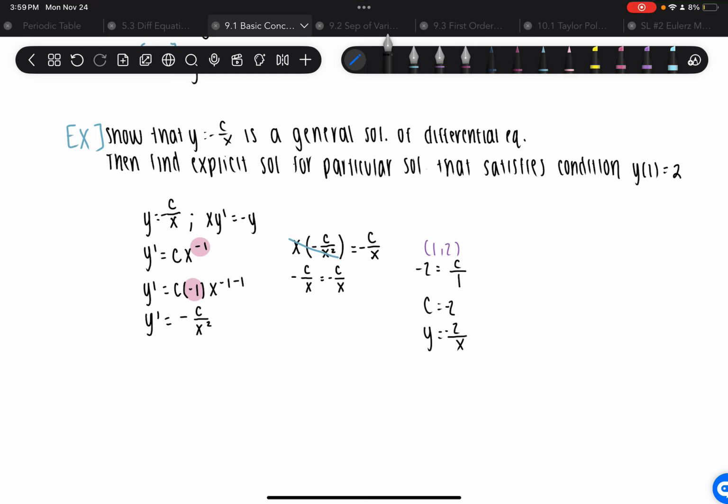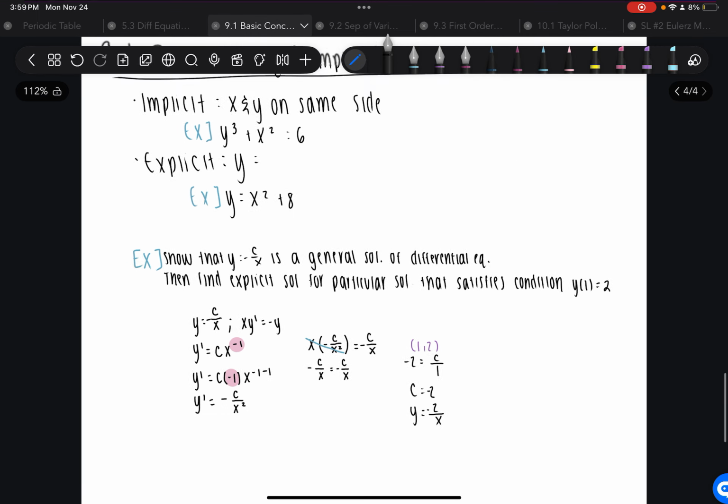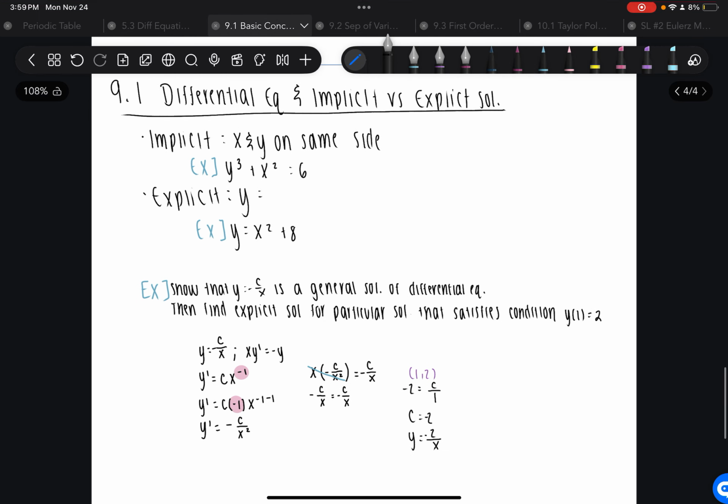That would be an example of an implicit solution, because x and y are on the same side of the equation. So I hope this review video was helpful, just going over some differential equation review and covering what implicit versus explicit solutions are.